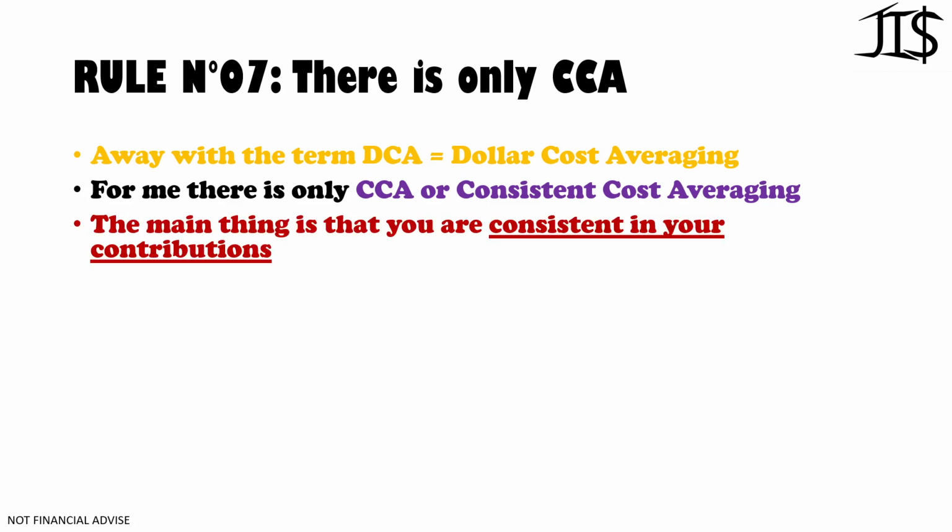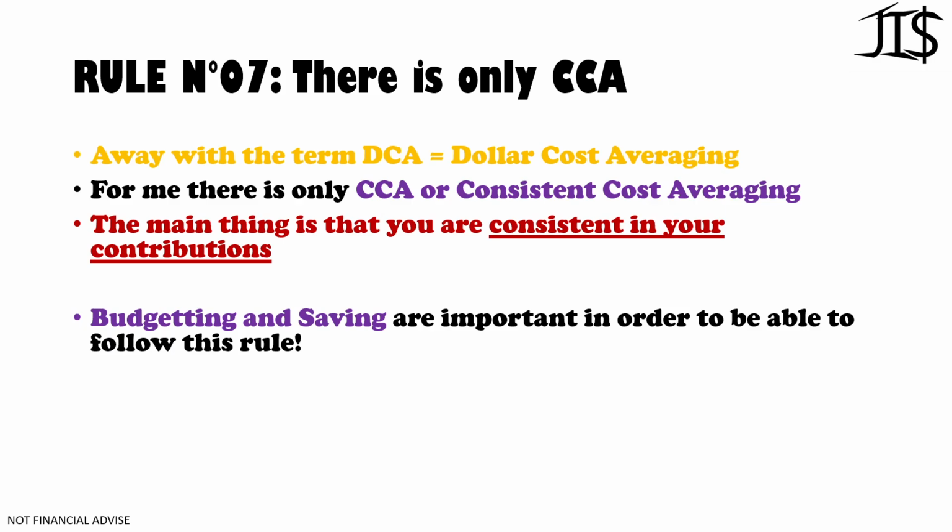You need to be consistent in your contributions in order to get the benefit from investing into the market. And in order to be able to do that, you need to follow the budgeting and saving rules that you make up for yourself. Doing budgeting right is really important, because when you screw your calculations up, you are going to contribute too much in the beginning, and then you can't keep it up. You will get discouraged and you will stop with CCAing into the market.